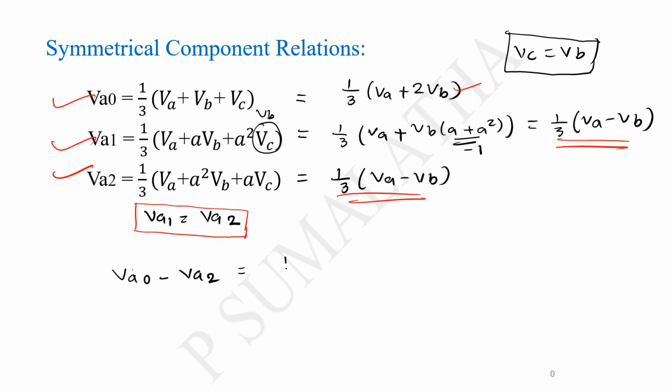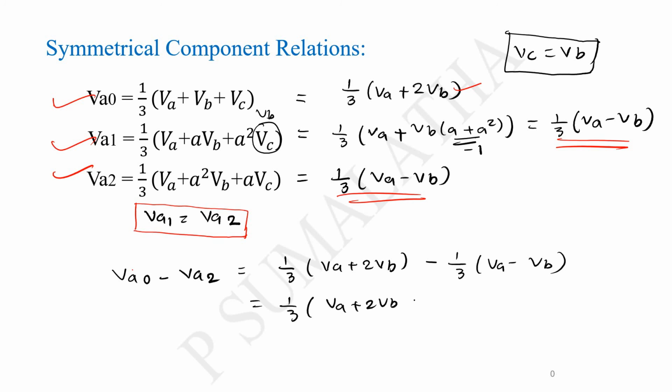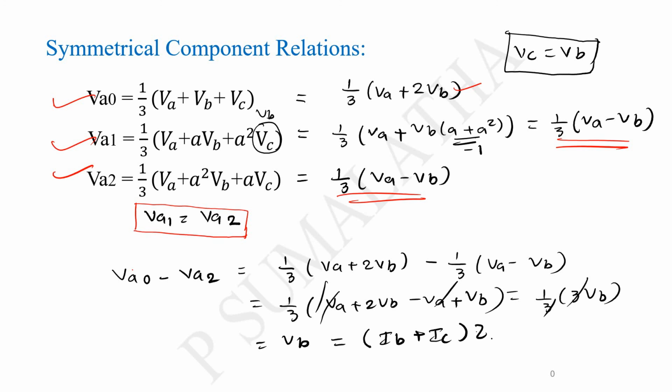What is the VA0 value? VA0 we got as 1 by 3 into VA plus 2 VB, and VA2 is equal to 1 by 3 times VA minus VB. So if you simplify this, 1 by 3 into VA plus 2 VB minus VA plus VB, these two will get cancelled. Finally, we will get 1 by 3 times 3 VB, and that will give us VB voltage. What is the voltage VB that we have? We have a relation IB plus IC into ZF, and one more relation we have, that is the zero sequence current IA0 is equal to IA plus IB plus IC.